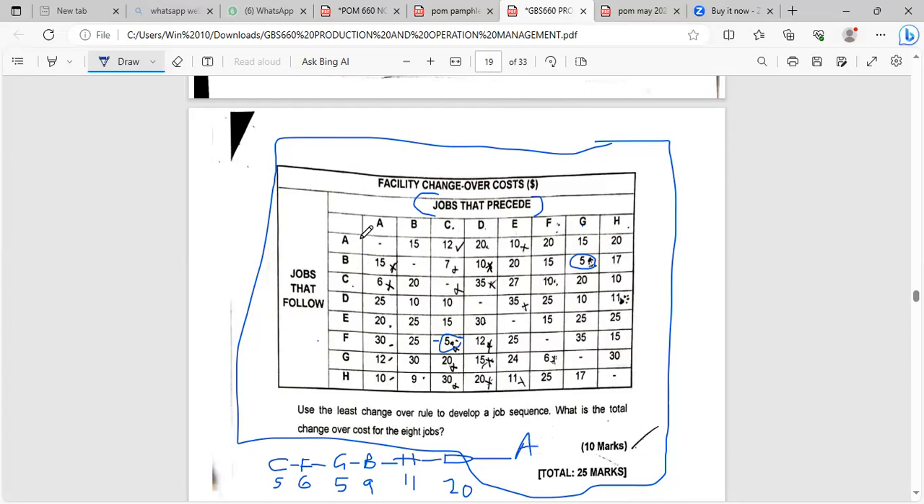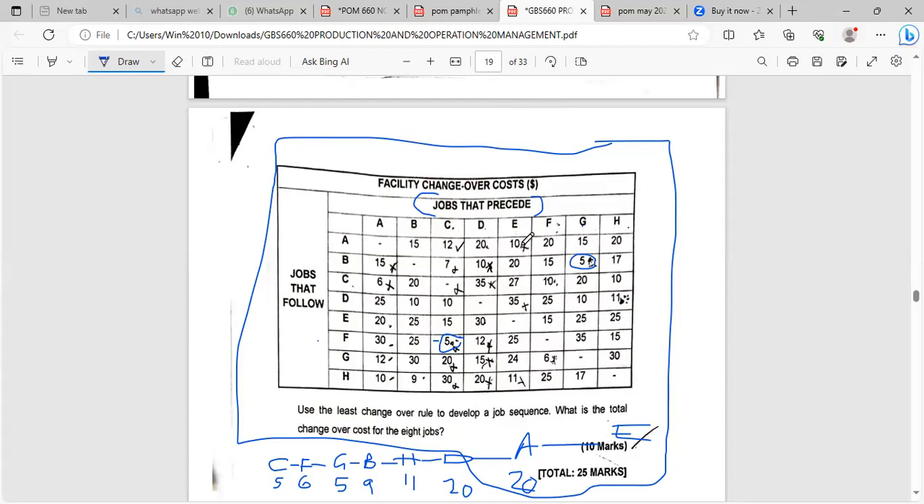Then in A, the smallest cost in A is what? The smallest cost in A is 6. C has already been worked on. You build up to 10, H has already been worked on. Build up to 12, G has already been worked on. Build up to 20. 20 is just for E. Then you go to E. So this is how you're finding the sequence here.